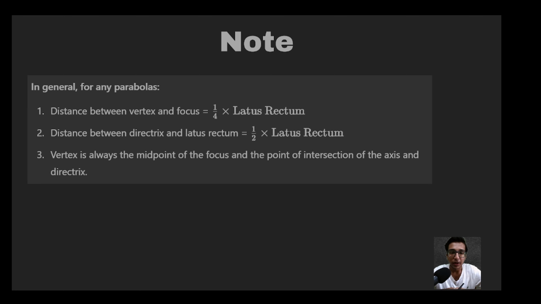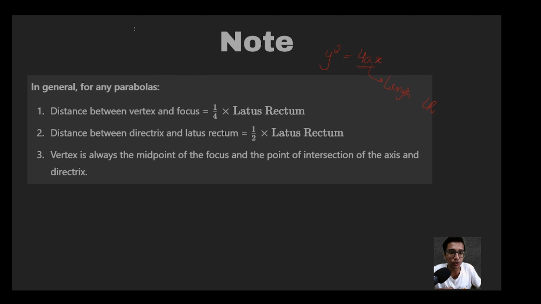Now let's look at some other properties. Distance between vertex and focus is 1 by 4th of latus rectum. I hope you all remember that any parabola, be it a standard parabola or not, we can compare it with our standard parabola, which is y square is equal to 4ax. And we know 4a is the length of our latus rectum.